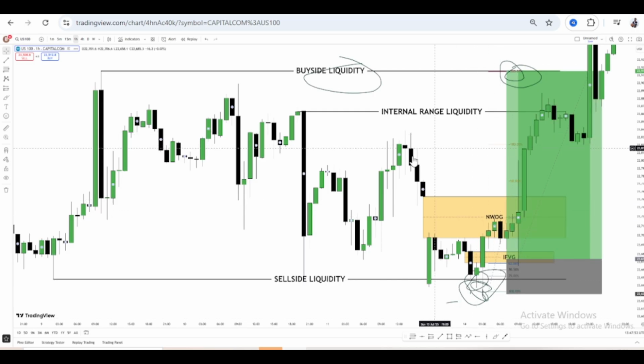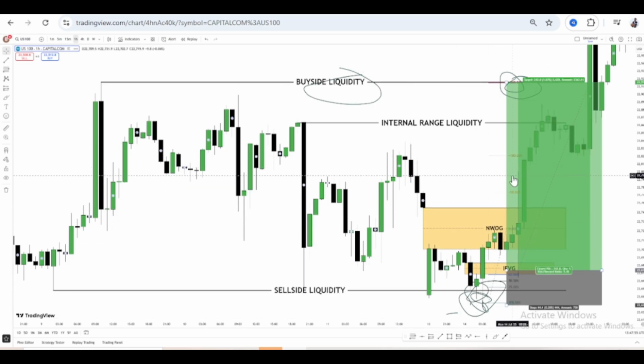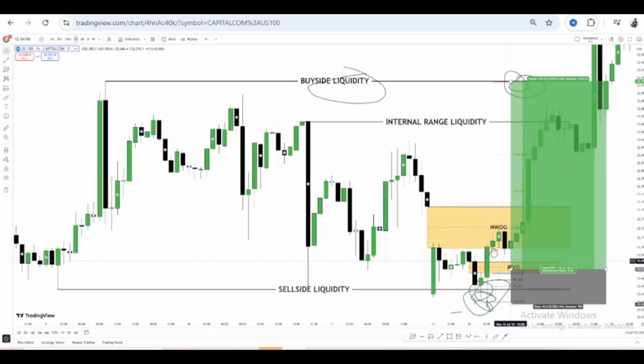So there you have it, the ICT A+ liquidity model. The only model you need to read price delivery with clarity, trade alongside smart money, and build the foundation for financial freedom.